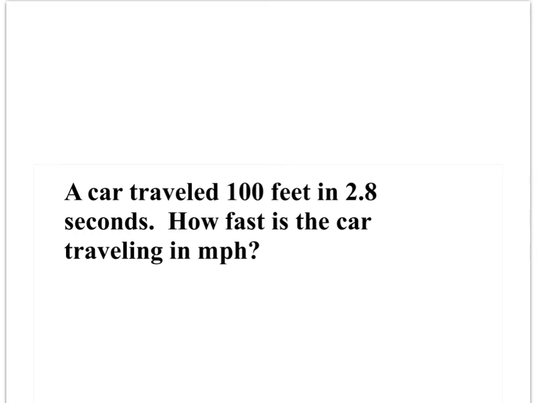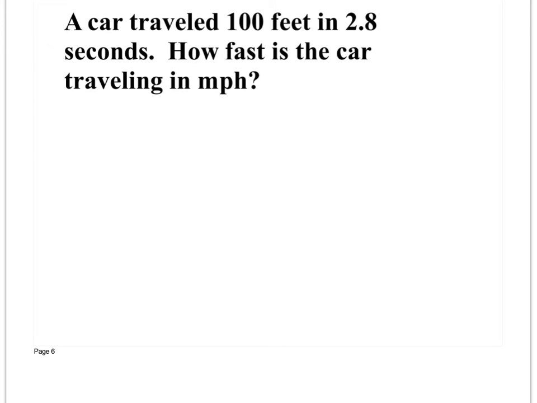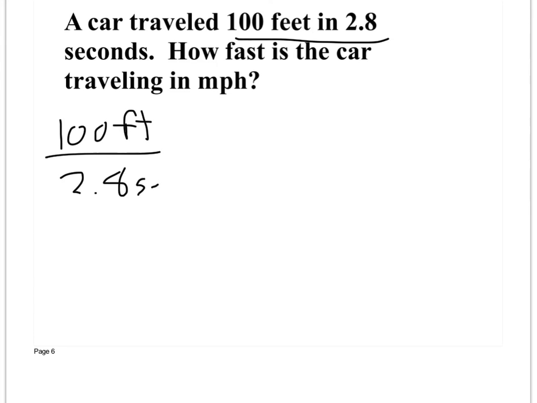All right, write this down. A car traveled 100 feet in 2.8 seconds. We're going to find how fast the car is traveling in miles per hour. So we're going to use dimensional analysis exactly like we did before, except we're using rates and not just units. So first thing I do is I write the rate I have, which is 100 feet in 2.8 seconds. I'm going to times it by a conversion rate. I'm going to get feet to miles. So what I do is I put feet on bottom and put miles on top.